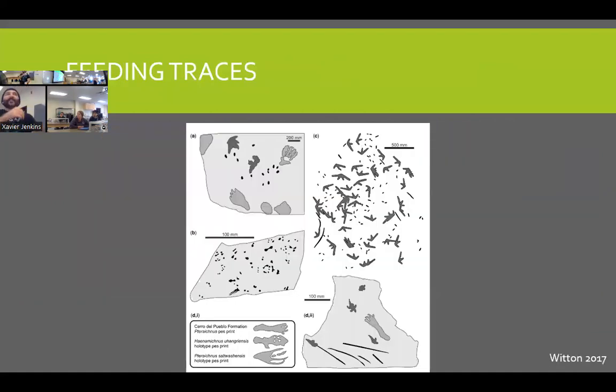This also lines up with some trace fossils that we found associated with pterosaur trackways. These are pterosaur footprints, and all these little pock marks and sort of scrapes in the sediment have been interpreted as possible feeding traces, i.e. the pterosaur was possibly probing around in the mud looking for something to eat.